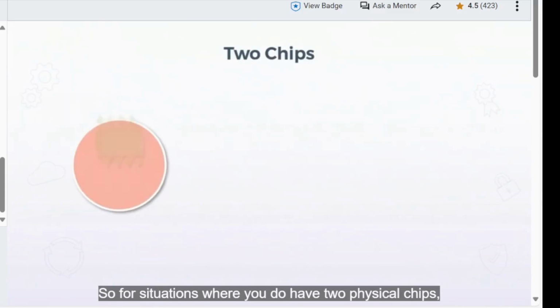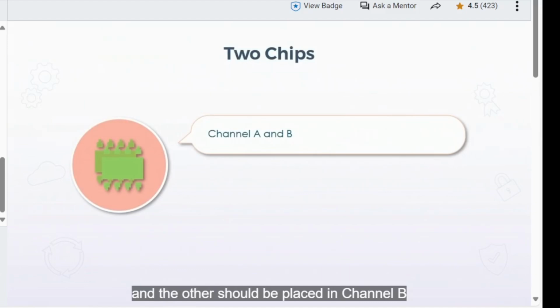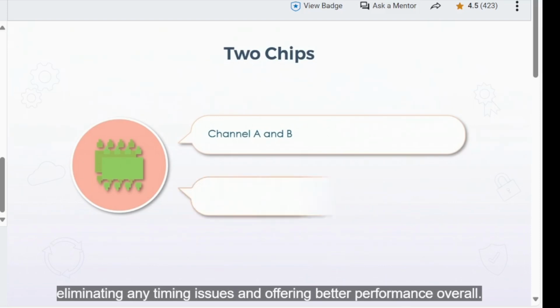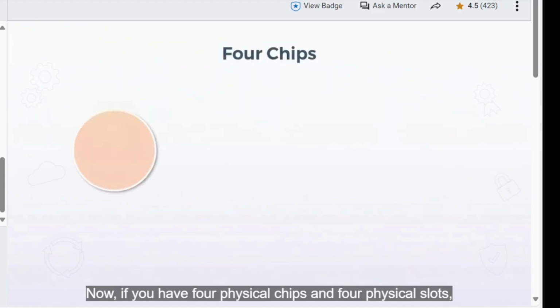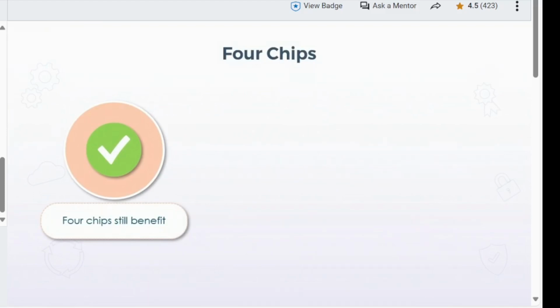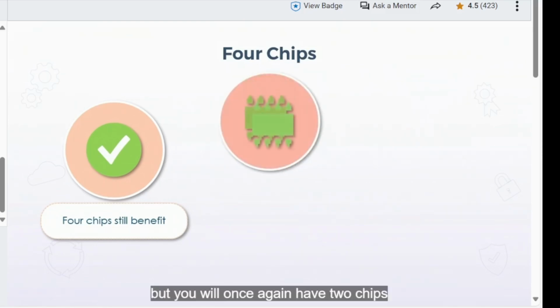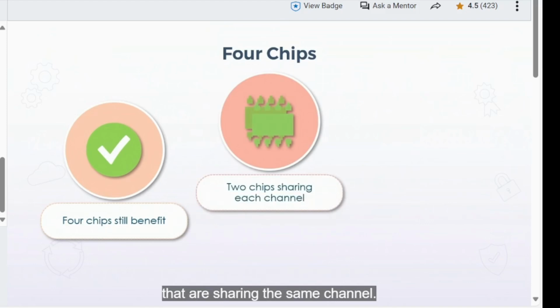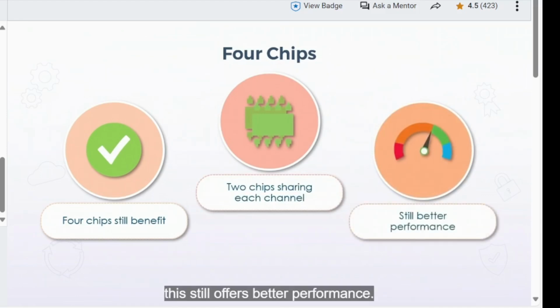So for situations where you do have two physical chips, one should be placed in channel A and the other should be placed in channel B, so that each has its own dedicated channel, eliminating any timing issues and offering better performance overall. Now, if you have four physical chips and four physical slots, then simply install each chip into each slot, and there would be no concern for which chips are where. This will still be beneficial in that you will increase the overall memory capacity of your system, but you will once again have two chips that are sharing the same channel. But since there are still two dedicated channels as opposed to one, this still offers better performance.